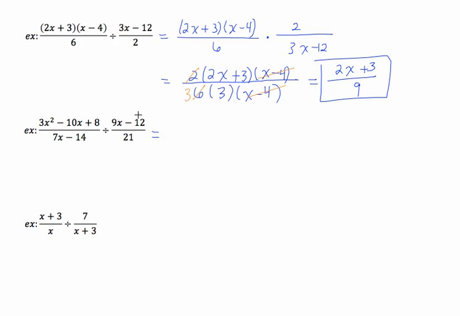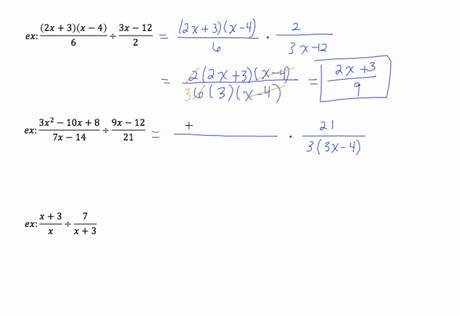So first thing is we're dividing by here, so we're going to multiply by the reciprocal of that fraction. At the same time, I'm going to start factoring, just so I have fewer steps. So this 3x squared minus 10x plus 8, we'll try to factor that. And we'll have times the 21 over the 9x minus 12. I can go ahead and take a 3 out of 9x minus 12, and I would be left with 3x minus 4. So I'm now multiplying by the reciprocal, and I factored in one step.